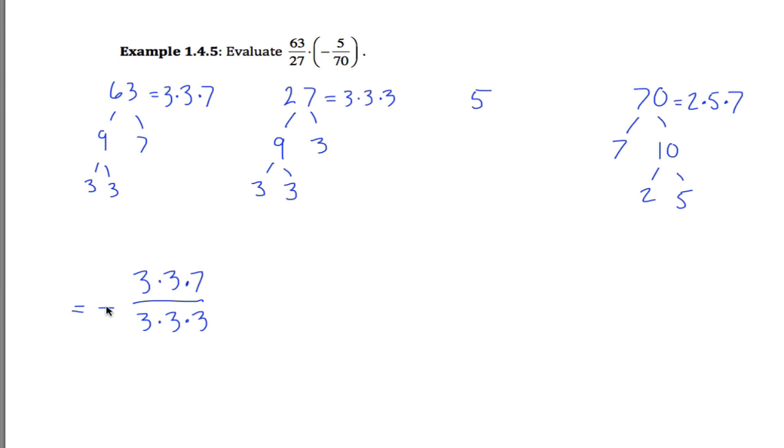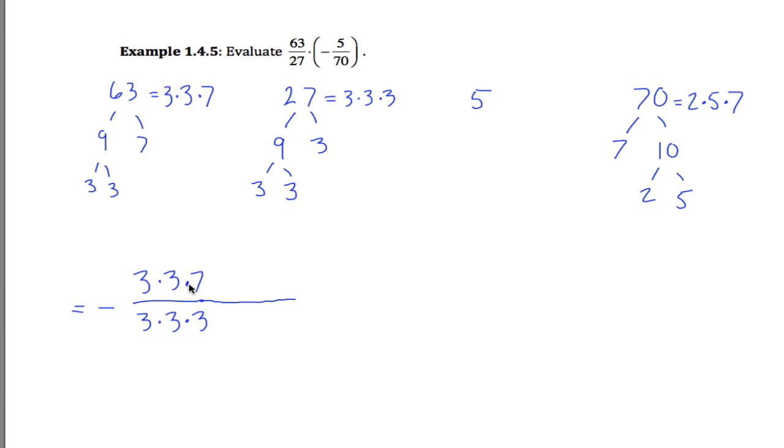So I'll just put the negative out here because what I end up getting is going to be a negative number. And then I could write 5 divided by 2 times 5 times 7 as a separate fraction, like I did in example 1.4.4. But I think when you get the hang of these, it'll be nice to save a step.